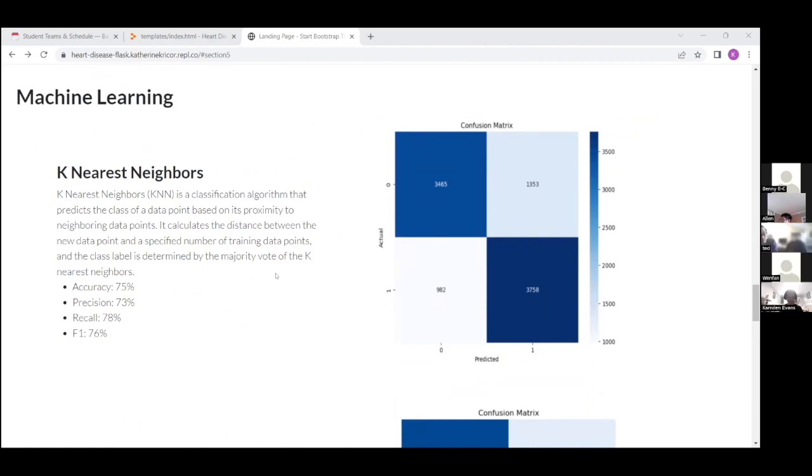Our accuracy for this model was 75%, the precision was 73%, the recall was 78%, and the F1 score was 76. A high precision score means there aren't many false positives, while a high recall score shows there aren't many false negatives. At first, when we did this model, we had a very high accuracy, but very low precision and recall scores.